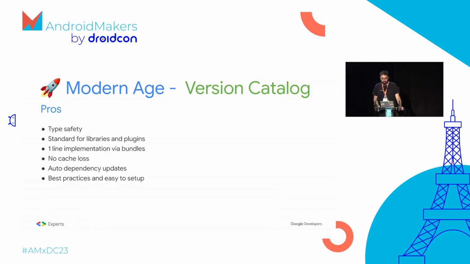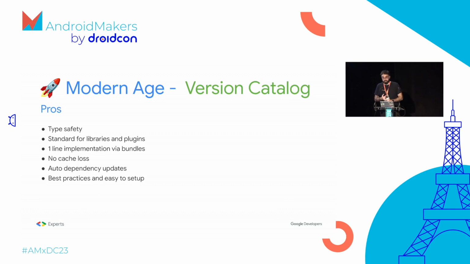And here we are. Fast forward to the modern age. We have all the benefits we wanted in Android development for 8-9 years already. We have type safety in the build system. We have standard libraries and plugins. With the version catalog, we can achieve one-line implementations. Basically, you can include all the Compose dependencies using one line.